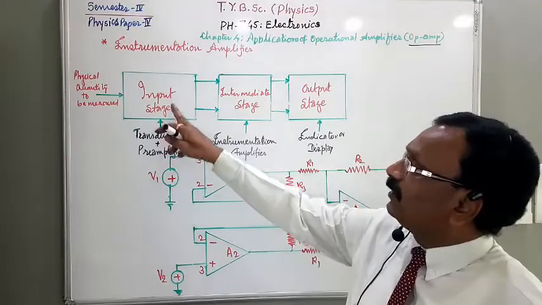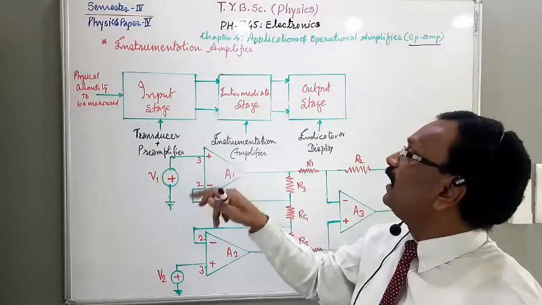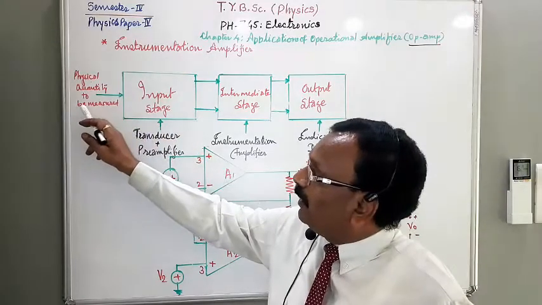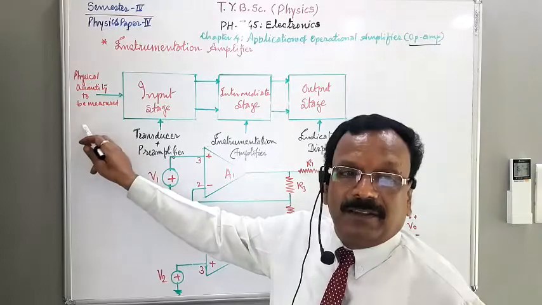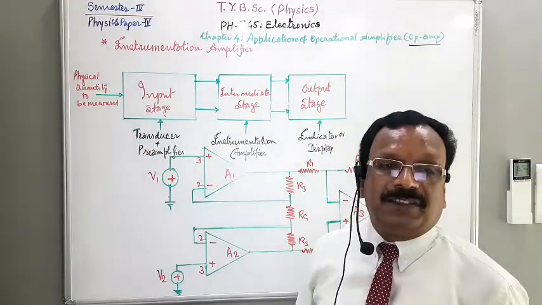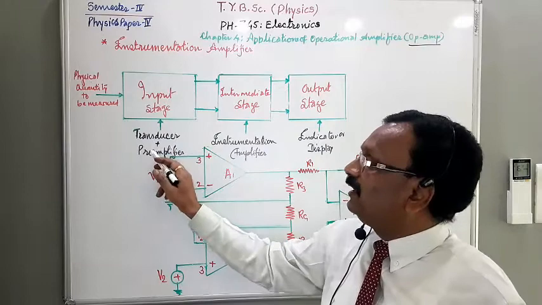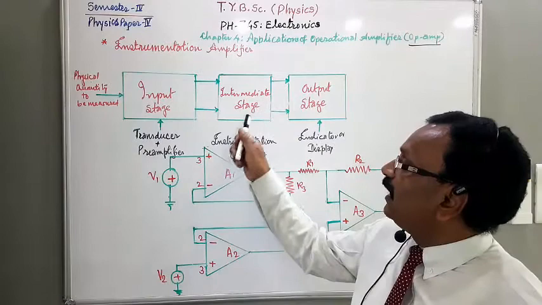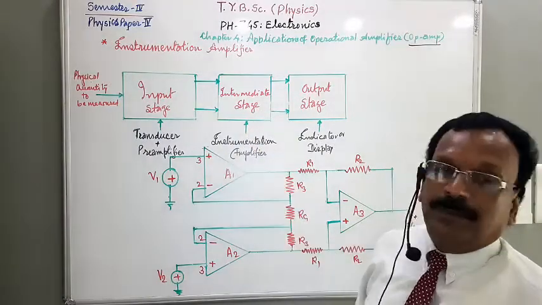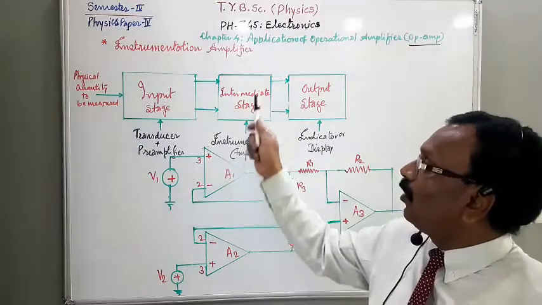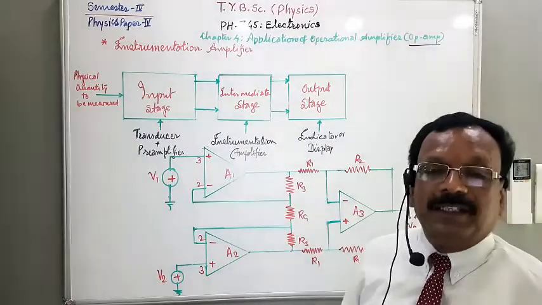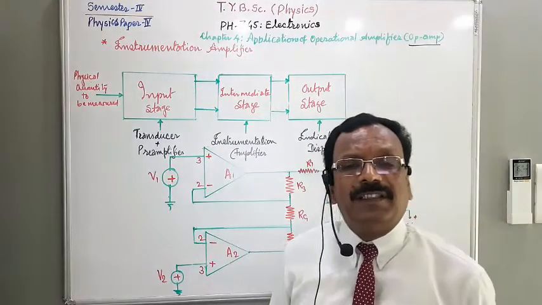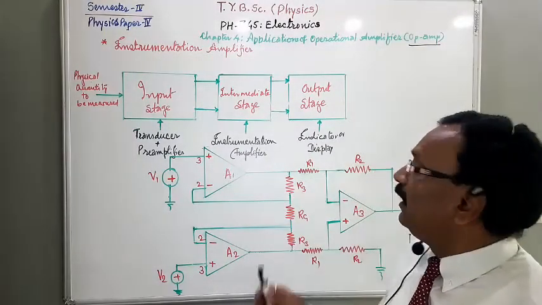This diagram illustrates the block diagram of an instrumentation amplifier. There are three blocks: input stage, intermediate stage and output stage. Any physical quantity to be measured should be given to the input stage, and the input stage consists of transducers and a preamplifier. The intermediate stage consists of the instrumentation amplifier. This is the main block. The last stage, the output stage, consists of an indicator or digital display.